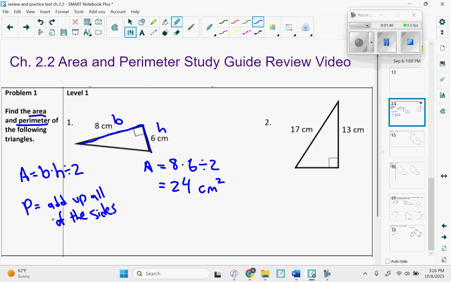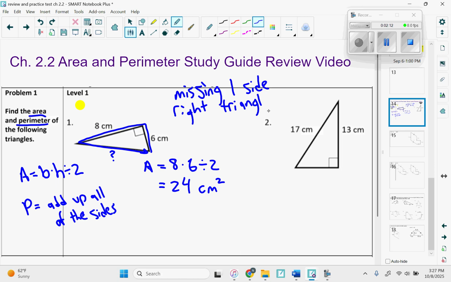If we're going to look at perimeter, perimeter is the distance around the shape. So this side plus this side plus this side. And here we can see we are missing this side of the triangle. And this is a right triangle. And what we found out is if we're missing one side of a right triangle, we can use the Pythagorean Theorem, a squared plus b squared equals c squared, to find that missing side length.